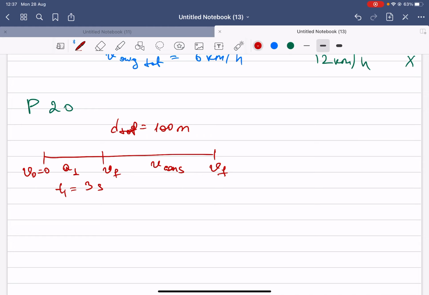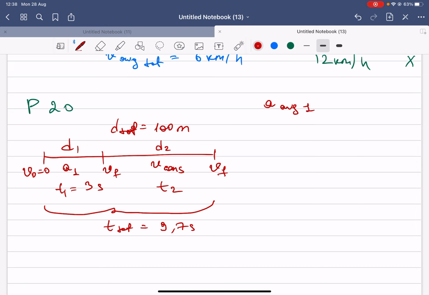Then time 1. If it's time 1, then this will be d1, and then this will be d2, correct? And then we have here time 2. The total time for the whole thing is equal to 9.7 seconds. So we have to find the average acceleration 1. This is what we have to find. So how can we solve it? Let's think.